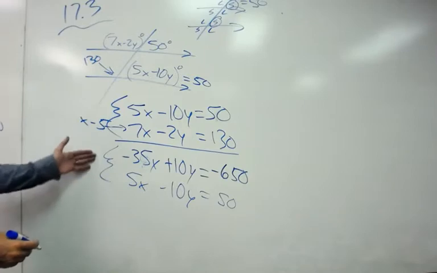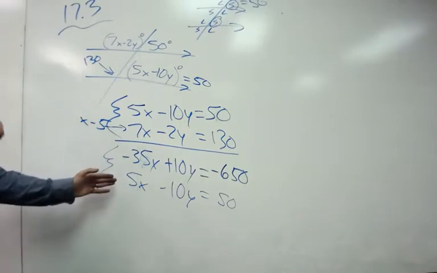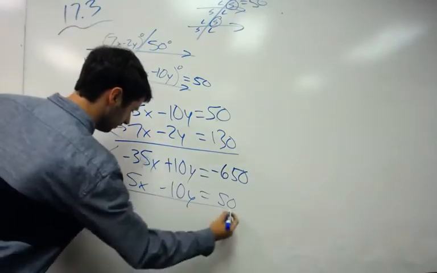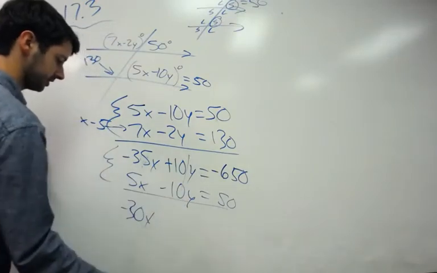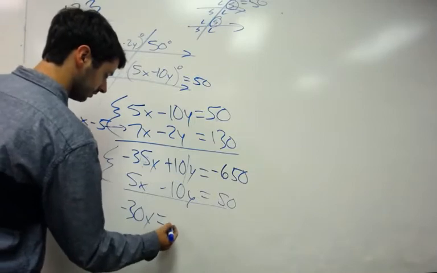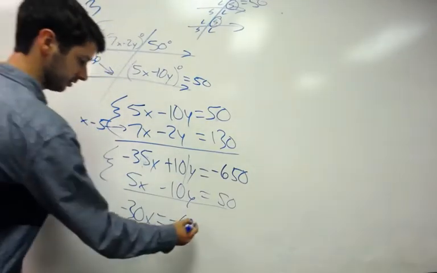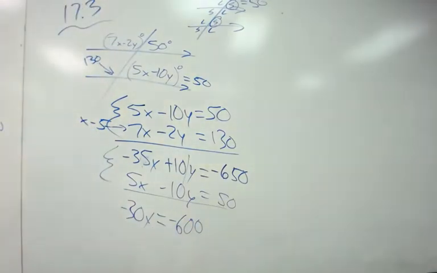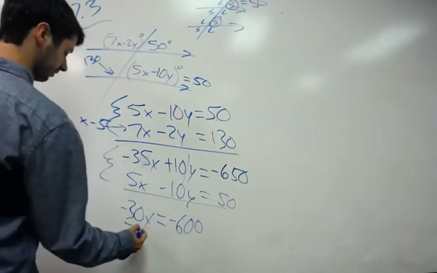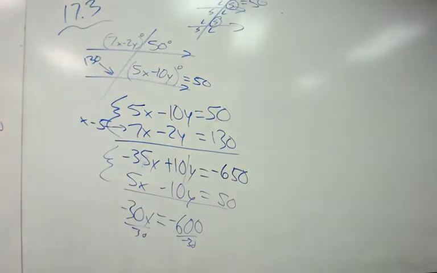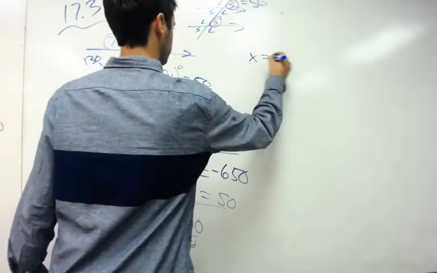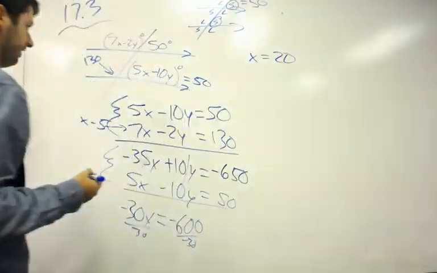And now we can solve. We got negative 35x and 5x. That adds to be negative 30x. These cross out. Negative 30x equals negative 600. And when you divide, you would get positive 20. So x equals 20. So we found x.